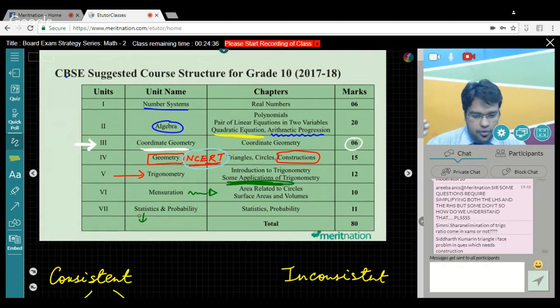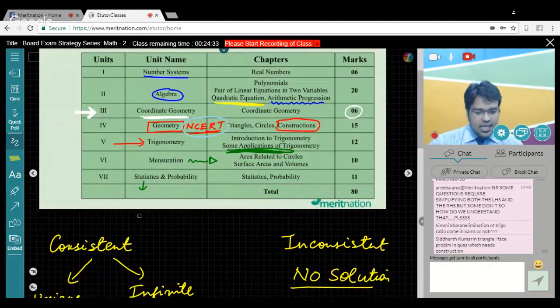Okay, Siddharth is asking a doubt: in triangles, I face problems in questions which need construction. Siddharth, that's a very popular doubt, and everybody faces that. If you have to do some construction for solving, there is no other way, right? How to identify that you have to do the construction?